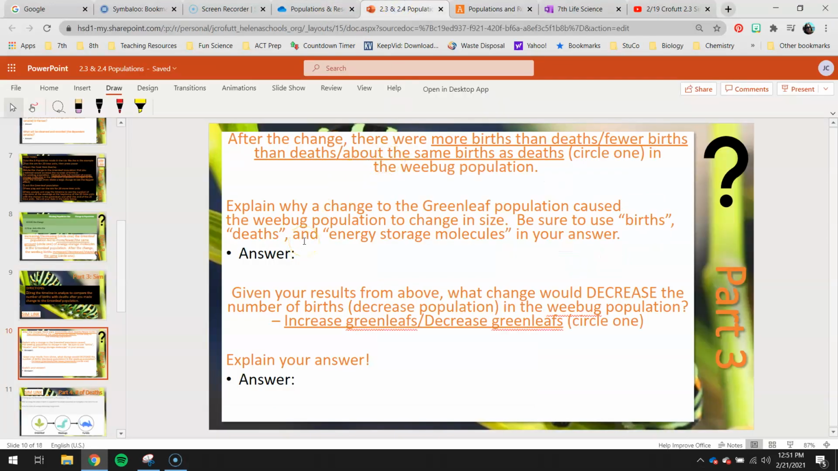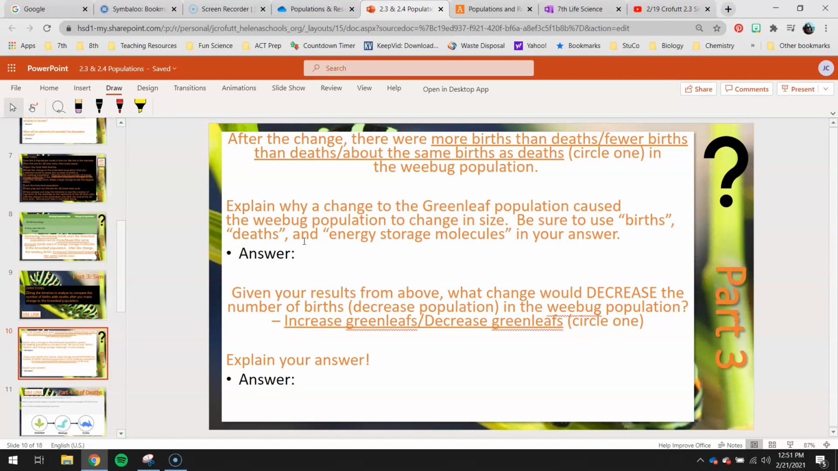Explain why a change to the green leaf population caused the WeBug population to change in size. Be sure to use births and deaths and energy storage molecules in your answer. So think back to that 2.1, 2.2 assignment where you guys read about why energy storage molecules are important for reproduction, and then tie that in with births and deaths.